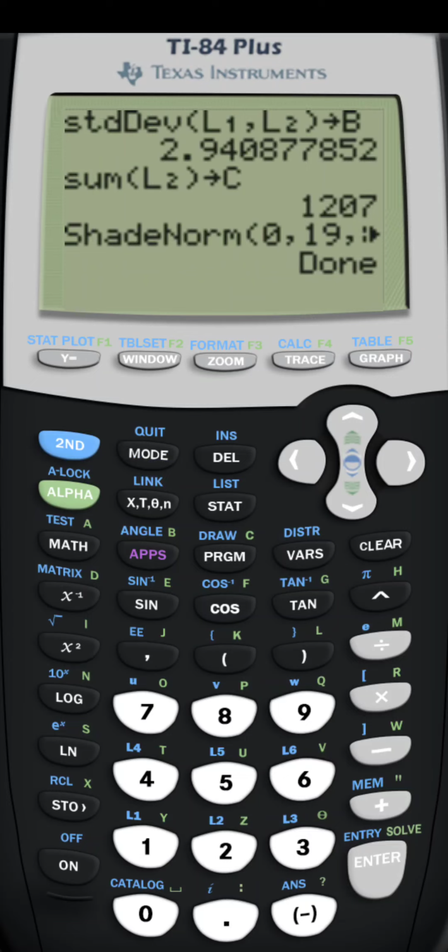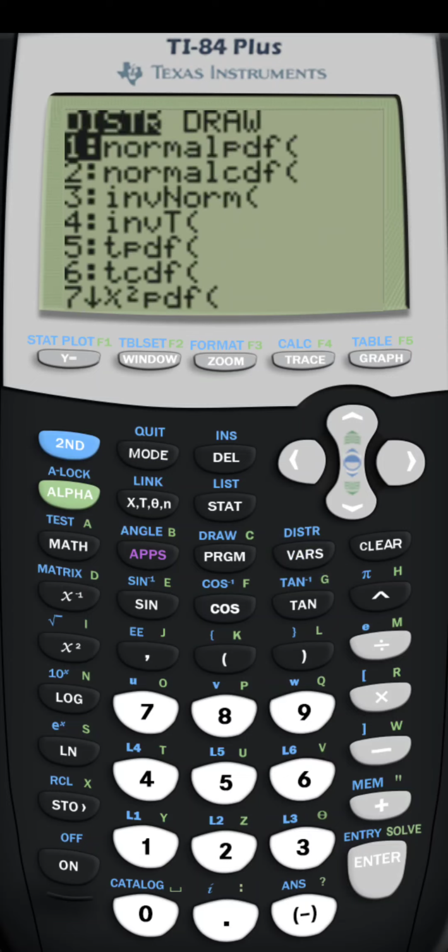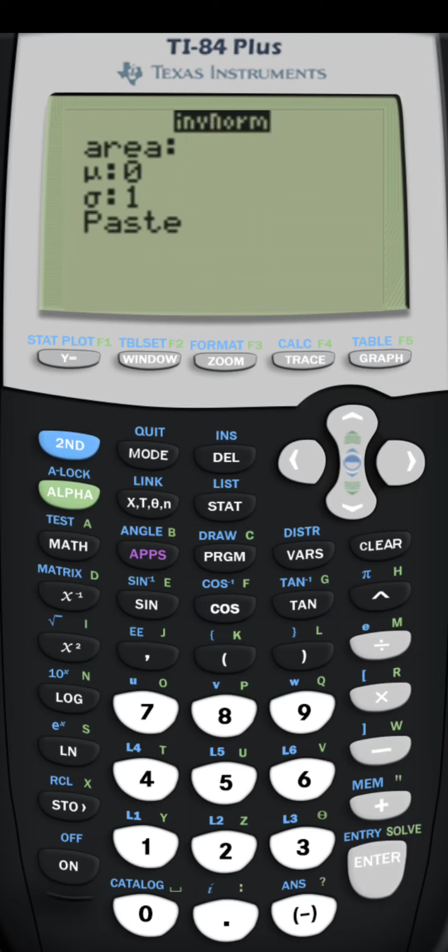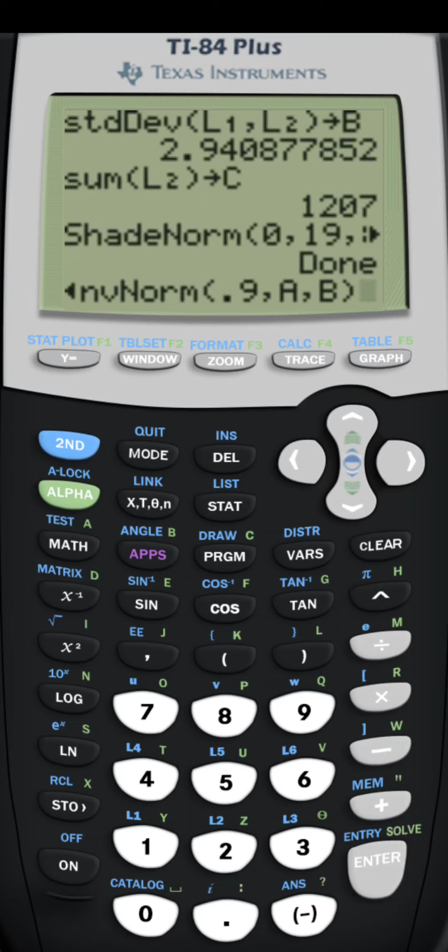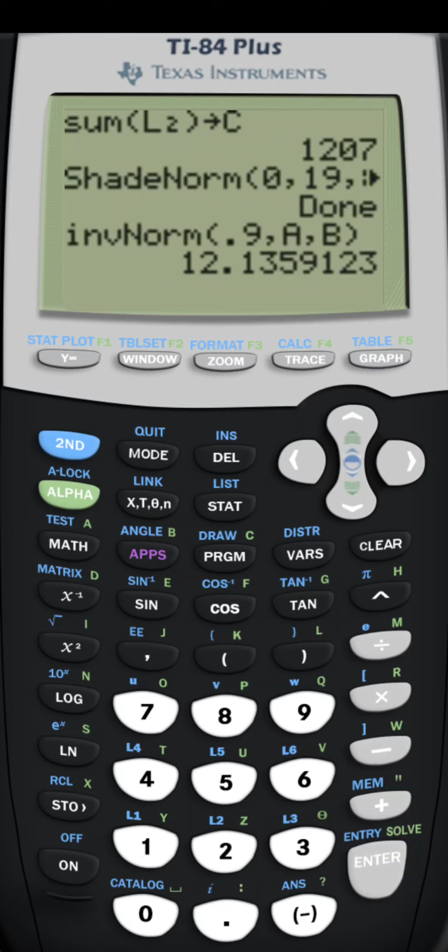We also introduced this new function called the inverse norm, which remember is just the inverse of the CDF, right? You input a percentile and it tells you the corresponding observation from that distribution. So if we ask for the theoretical 90th percentile and we insert our mean and our standard deviation, I hope that works. Yeah, okay, it works. Usually it changes the A and the B to their actual values. But anyway, notice that this is very, very close to what we observed, right? It's 12.13. That's almost exactly 12.